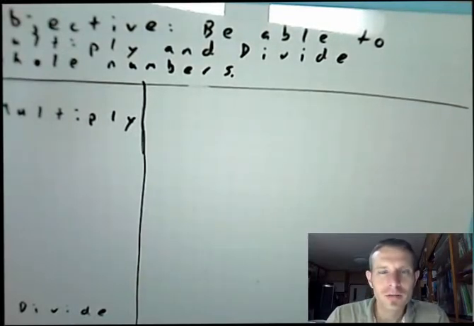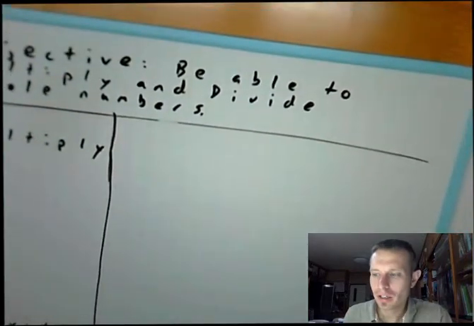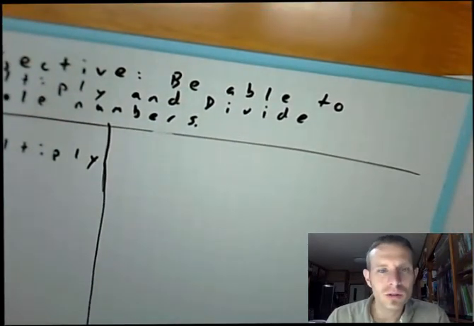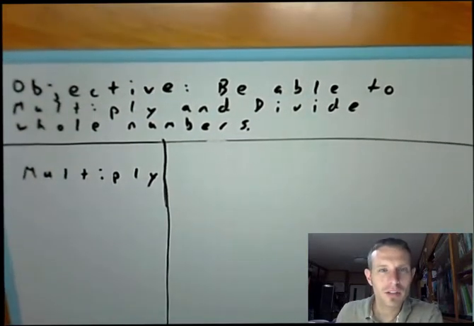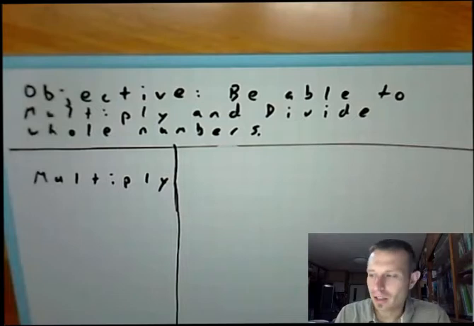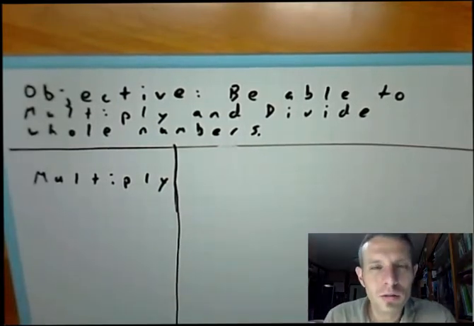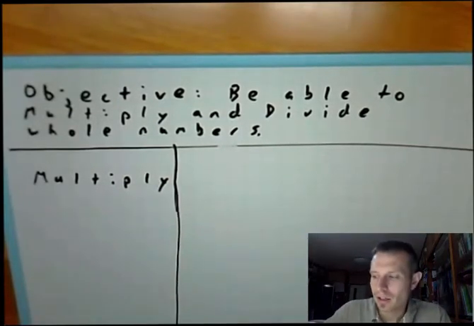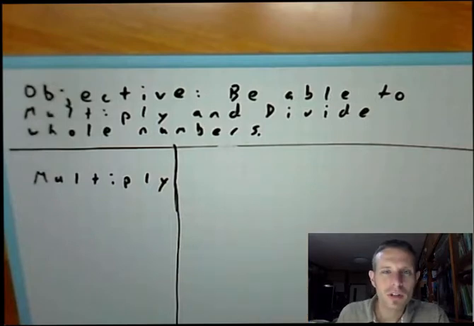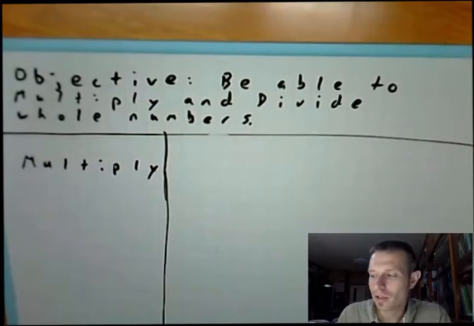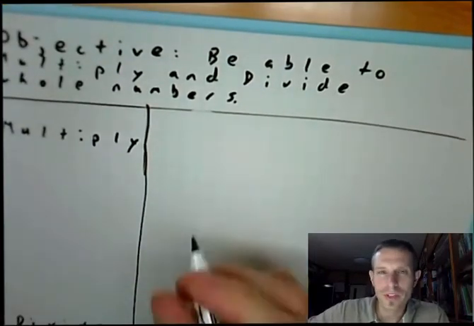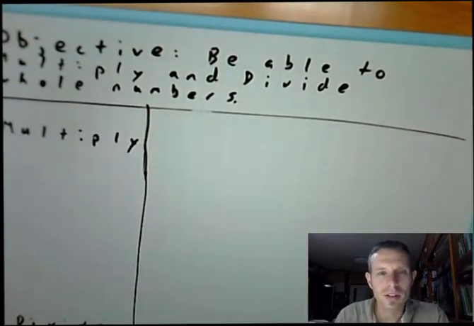This time, our objective is to be able to multiply and divide whole numbers. Multiply and divide whole numbers. And again, Cornell notes like always. As we've done before, you need to have not only what is written here, but in addition, also what I say. So make sure that you're taking good notes there.